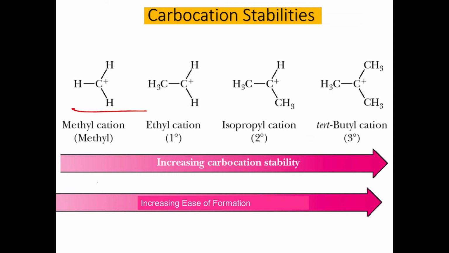Here we don't have any group to donate electron to the positive charge. Here we have one, that means one source of stabilizing that positive charge by sending electron. Here we have two groups that send electron to the positive charge, and here we have three groups donating electron to the positive charge, increasing carbocation stability by increasing the ease of formation. If the intermediate, the carbocation, is most stable, it's easier to form.